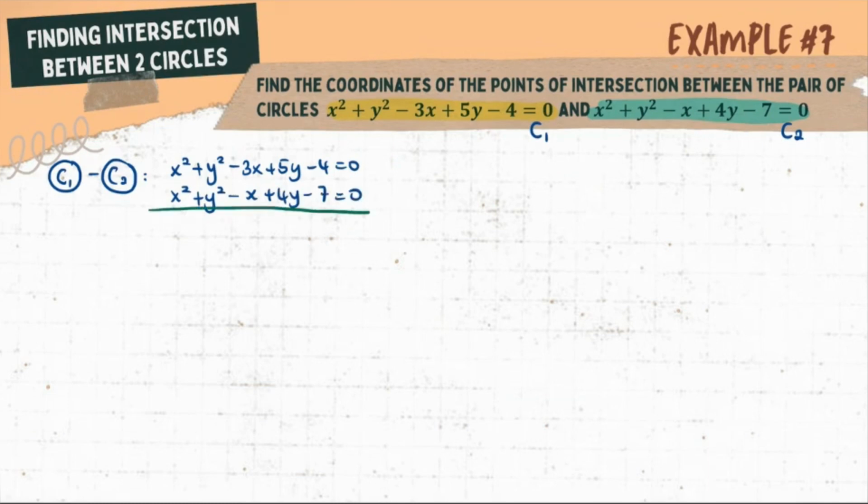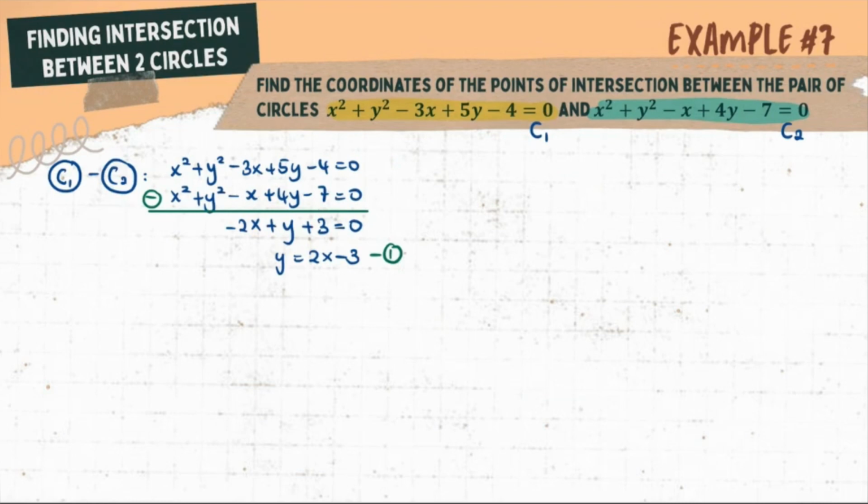So when we want to minus, we subtract it. So x squared minus x squared will be 0, y squared minus y squared equals 0. Negative 3 minus negative x, so negative 3 plus x will be negative 2x. 5y minus 4y, we have plus y, and negative 4 plus 7 will be plus 3 equals 0. So here we have the equation 2x minus 3 equals y. Okay, so this is my first equation.